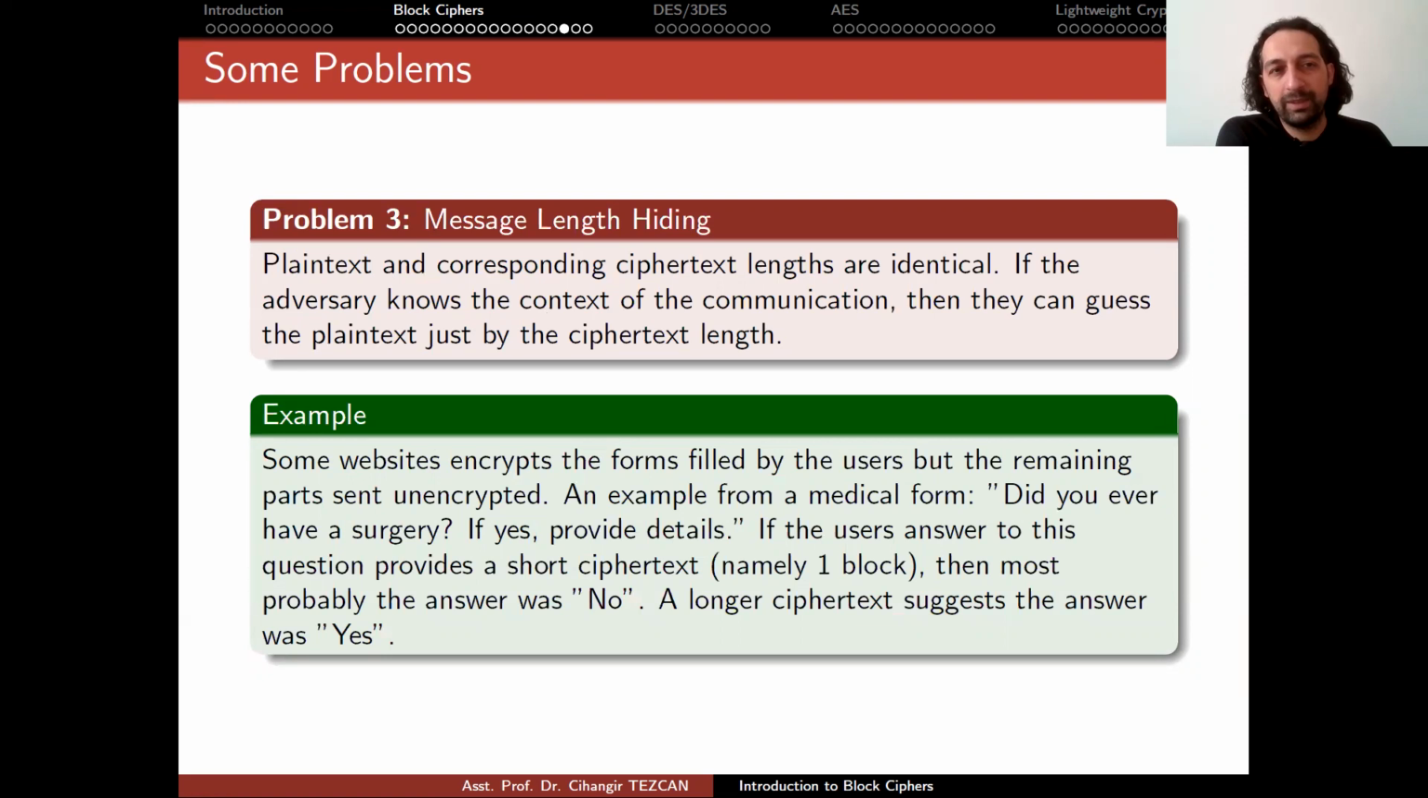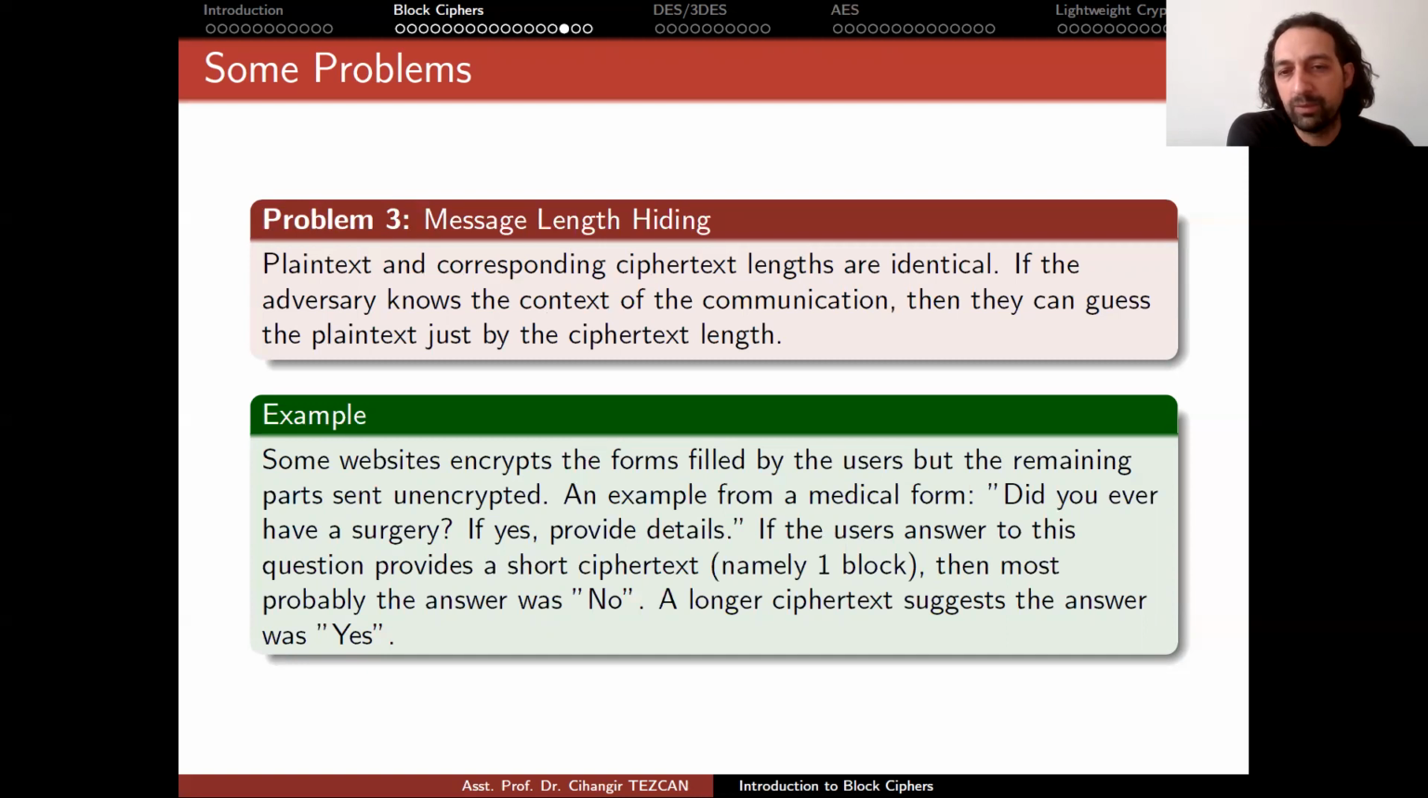Another problem of symmetric key cryptosystems, also in the case of block ciphers, is message length hiding. Plaintext and corresponding ciphertext lengths are identical. This is a good thing, but this also might leak some information, because if the adversary knows the context of the communication, then they can guess the plaintext just by the ciphertext length. An example is as follows. For instance, some websites encrypt the forms filled by the users, but the remaining parts are sent unencrypted.